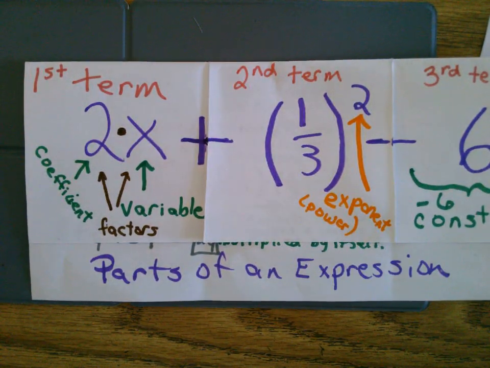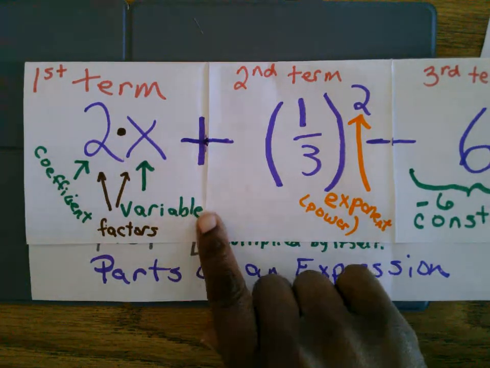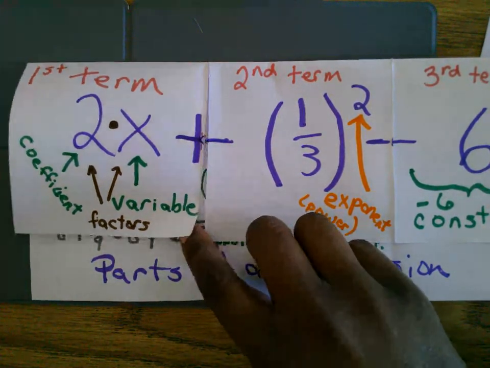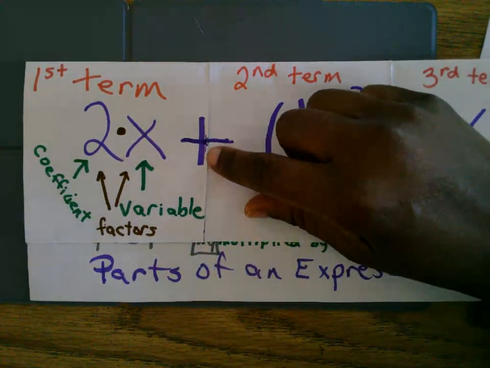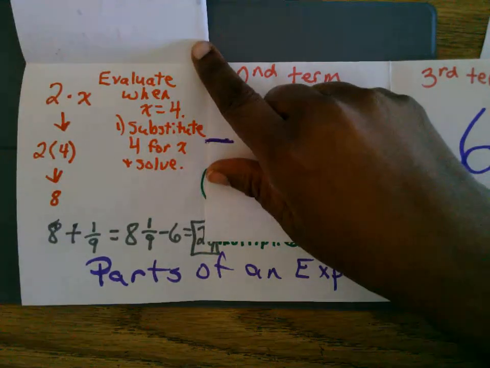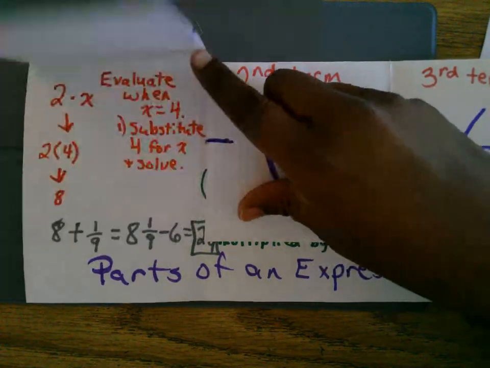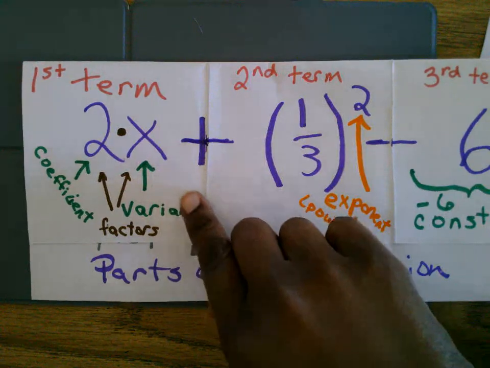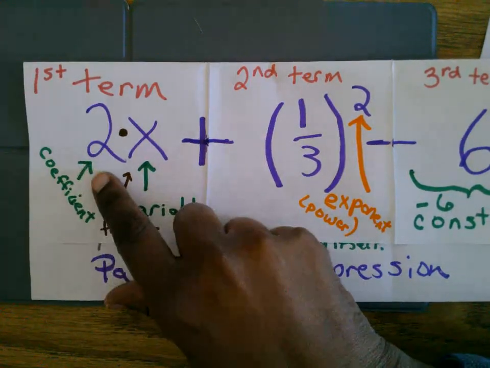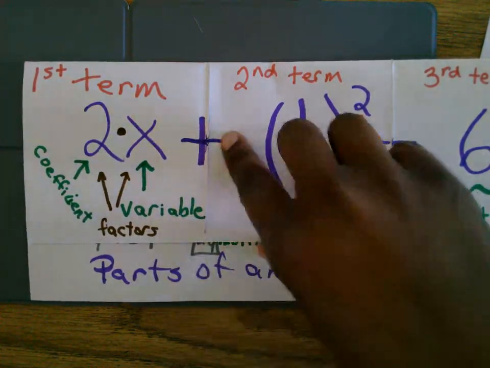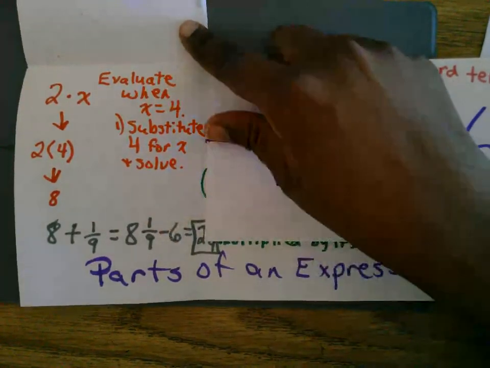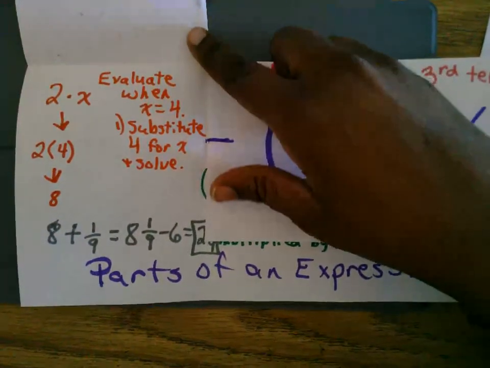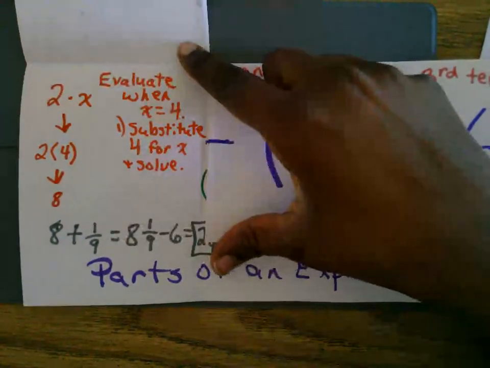Okay, as you all know, we have been working on parts of an expression. This expression has three terms. The first term has a coefficient and a variable. Now, on this foldable, I did not define coefficient, but the coefficient is the number that's in front of a variable. The variable is x. And on this foldable on the inside, we did evaluate the term 2x for when x is 4, and we got 8.